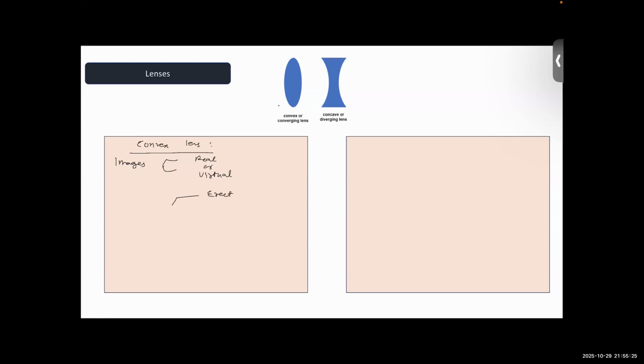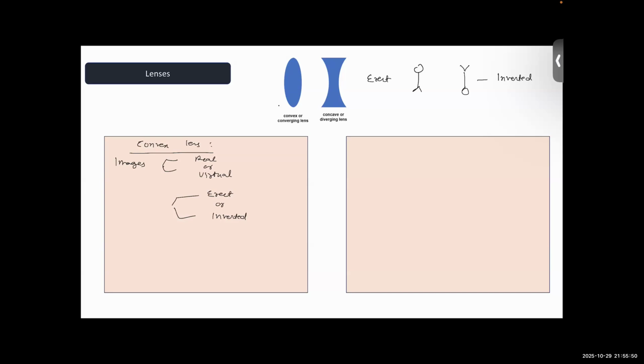Images can be either erect or inverted. So this nature of the image depends upon where the object is placed. Inverted is like upside down, right? Upside down, exactly. Inverted means if something is erect like that, then upside down means it will be like that. So that is what inverted means, and that is what erect means.